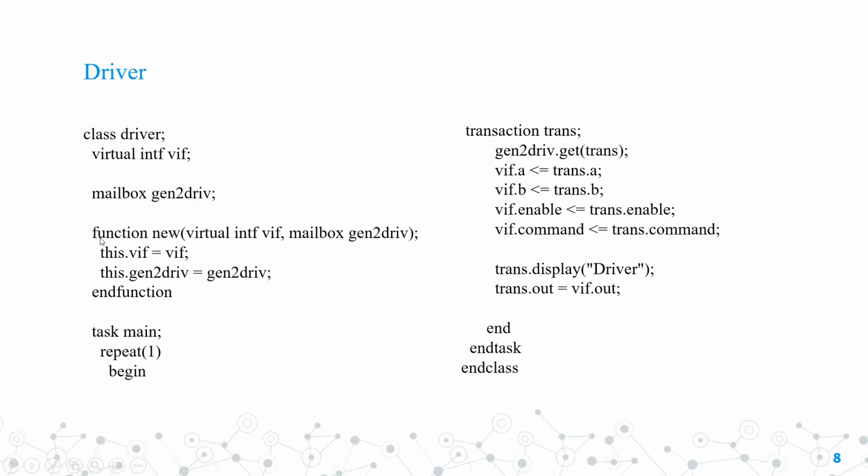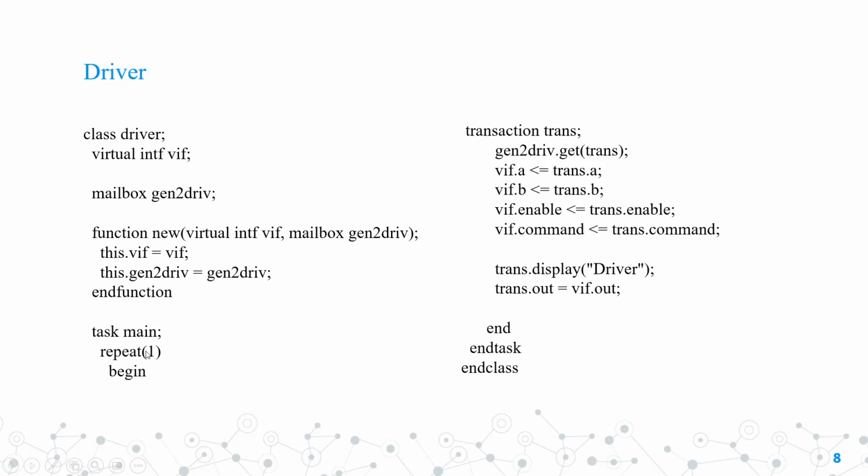Now to run the driver class, I have to newly create a mailbox and a virtual interface. For that, I need a virtual interface and mailbox to come in as input. I'm taking the virtual interface and mailbox into this function, and declaring them as mailbox and virtual interface in this class. this.vif is equal to the virtual interface coming from the outside, which will be used when calling this function, and the same for the mailbox.